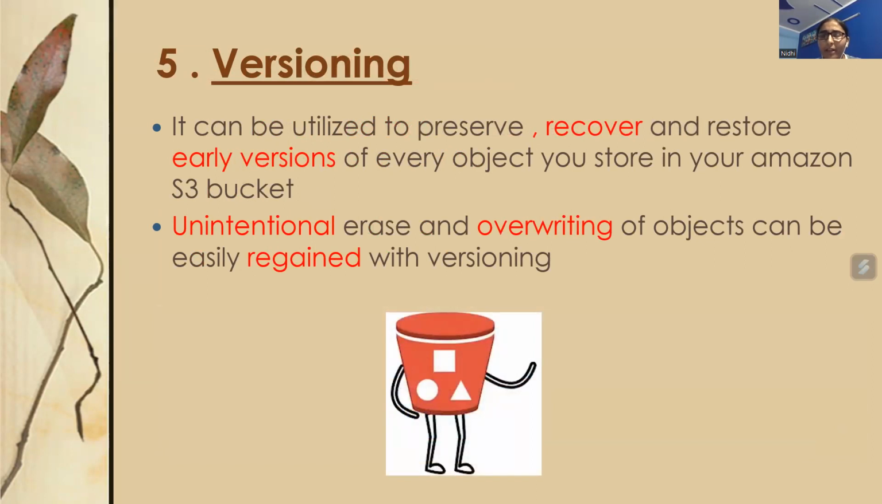versioning. Let's say you unintentionally erase or overwrite your object. For example, you have a file and you delete it unintentionally, and later on you realize that file was important. What you can do is enable versioning in your S3 account. Then the earlier versions of your file will also be available. So in case you have done that, you can just access it again and regain the earlier version.